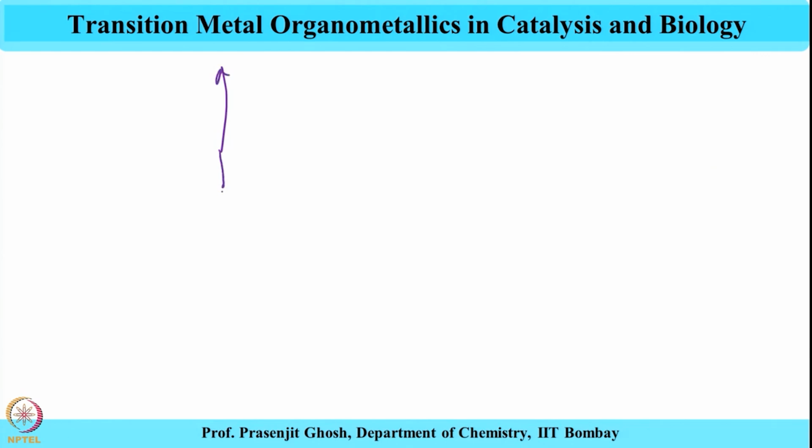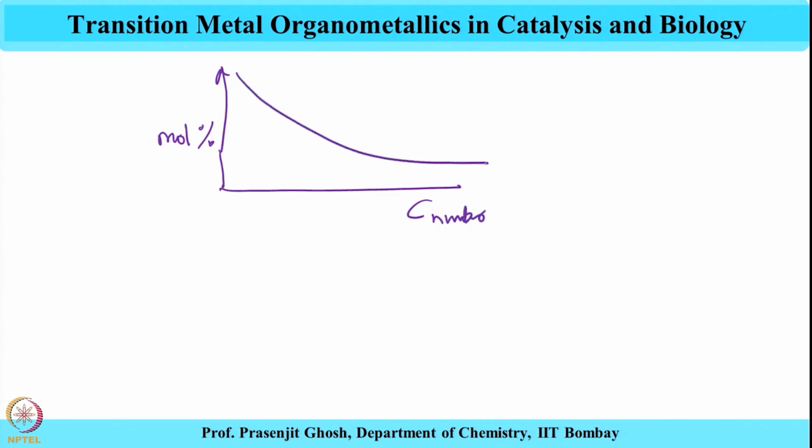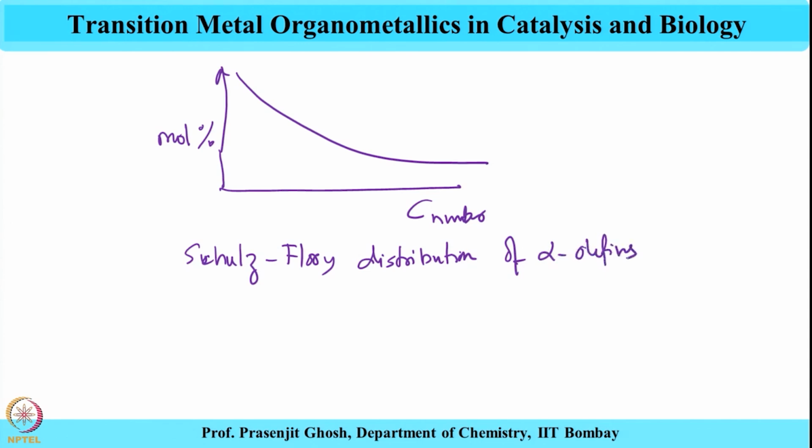when they were looking at the concentration of alpha olefin produced, this is the mole percent of alpha olefin produced versus carbon number. The distribution was like this. This is called Schulz-Flory distribution of alpha olefins produced from a SHOP process.